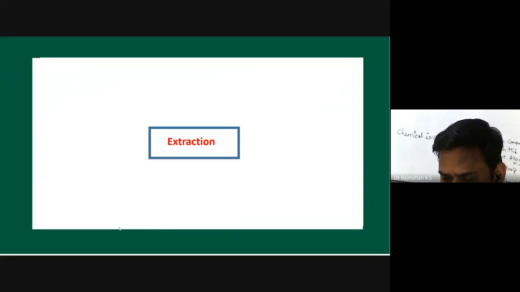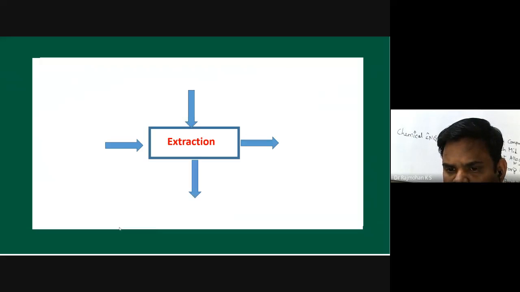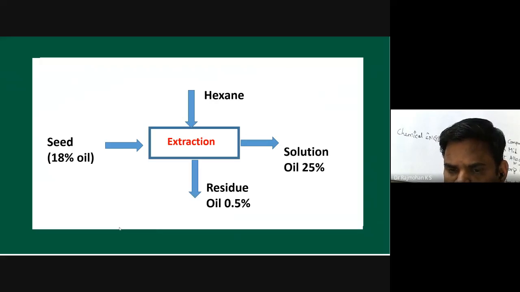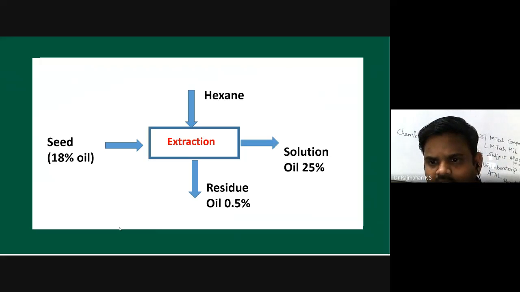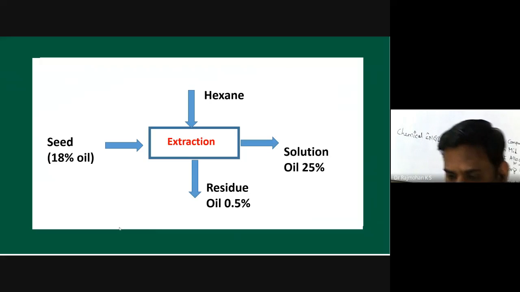A block diagram, you will make a diagram of this extraction. So there are two inputs and two outputs. We have a seed which contains 18% oil, 10% water, right? And we have hexane entering into the system. There are two outputs. One is a solution rich in oil.